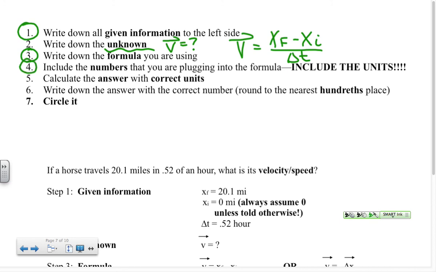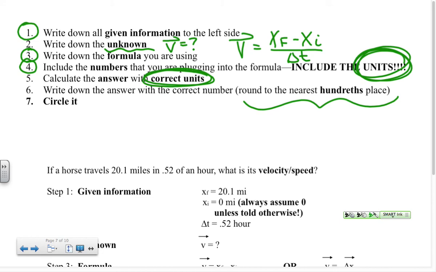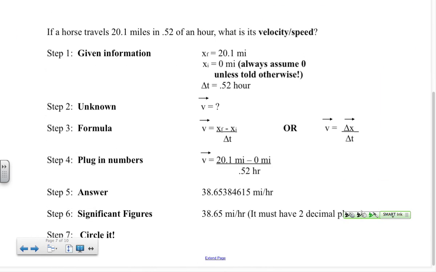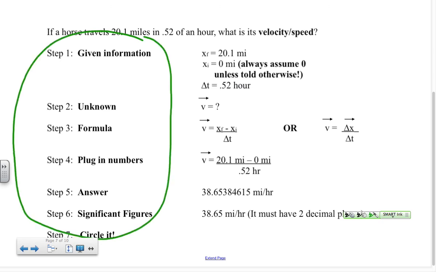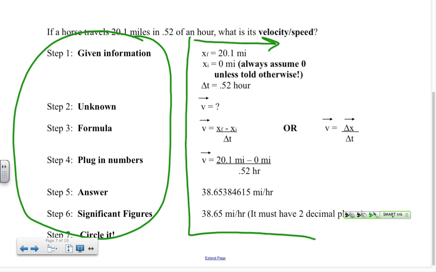We would make sure we include the numbers in that formula with units. You absolutely cannot drop your units when we do these calculations. And then we calculate the answer with the correct unit. Okay. Now, as far as rounding goes, we always round out to the hundredths place, so 2 decimal places, and then just circle it at the end. So what I've done for you here is I've just simply provided an example of what I would expect. All of this is to guide you. You don't have to write all of what's in the circle. Rather, instead, what you're writing is what's on the right-hand side.